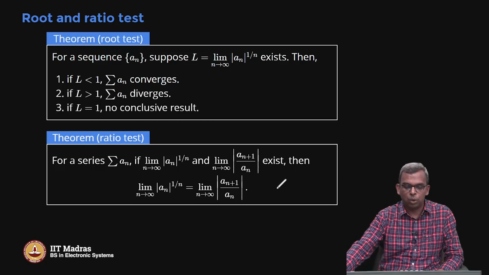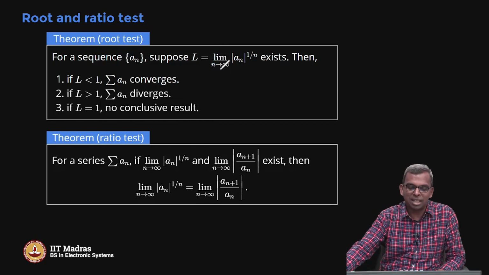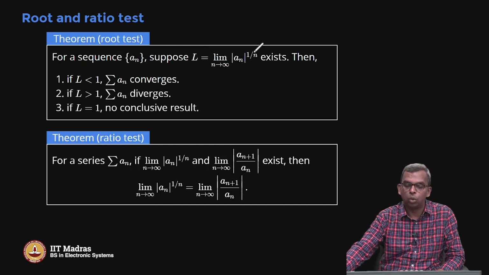So you can basically apply the same test as the root test, except that you can compute the limiting value L as the ratio and not the root. You don't need the root, just the ratio. Again, the same things apply. If this limit is less than 1, then it converges. If the limit is greater than 1, it diverges, and if it is equal to 1, it's non-conclusive.